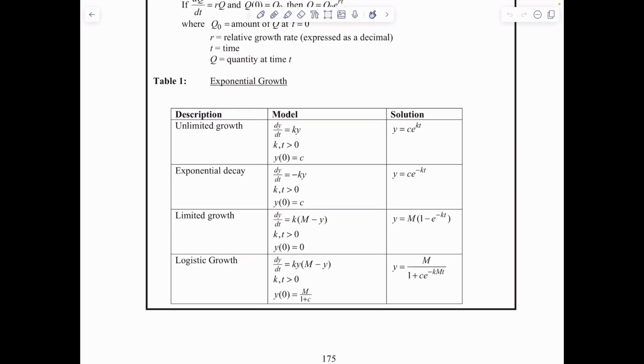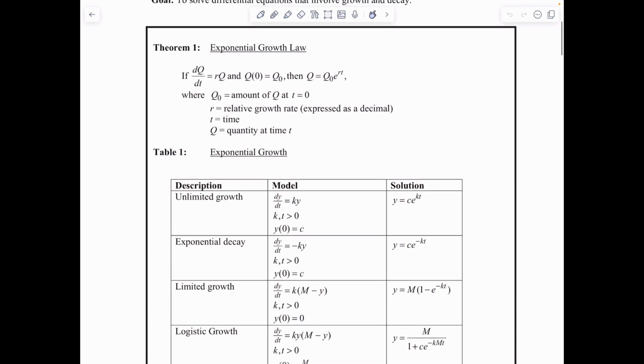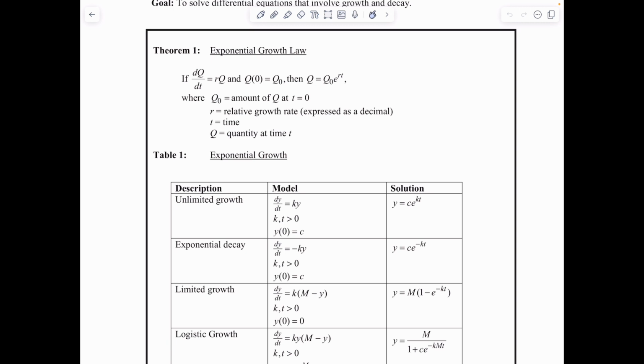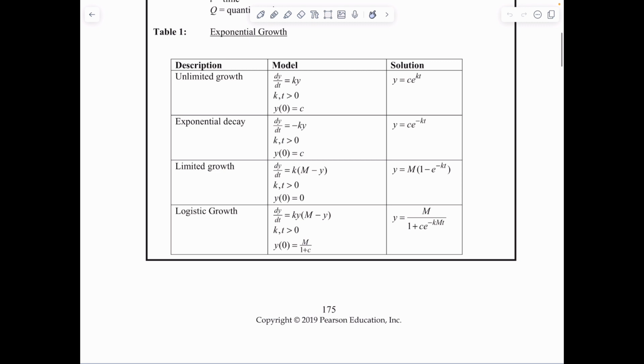Here is a table representing our exponential growth. So unlimited growth: we have dy/dt = ky, with k and t being positive, y(0) is some constant c. Then our solution is y = c e^(kt). This fits our growth theorem where we have our initial value times e^(kt). Exponential decay is similar, except we have a negative k.